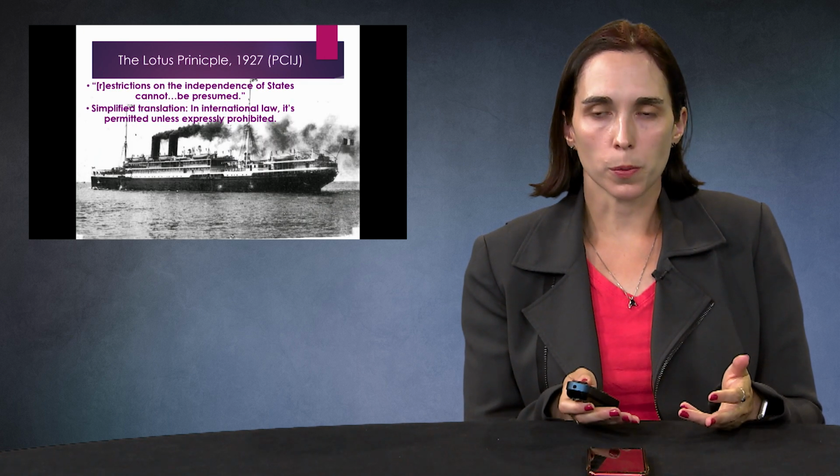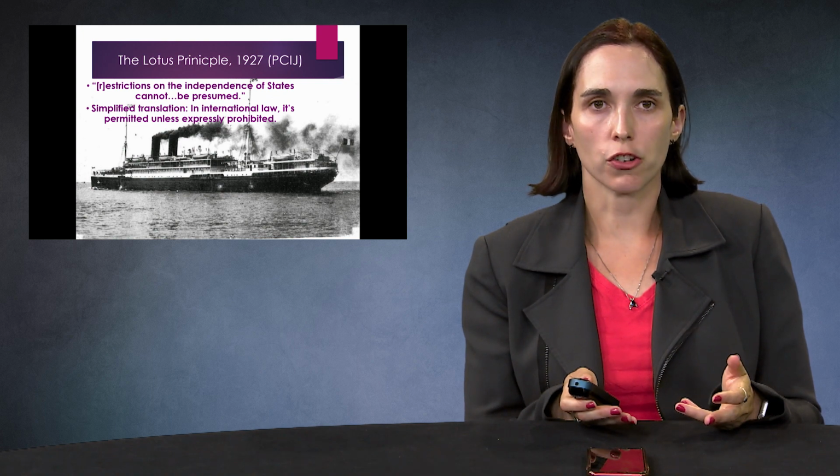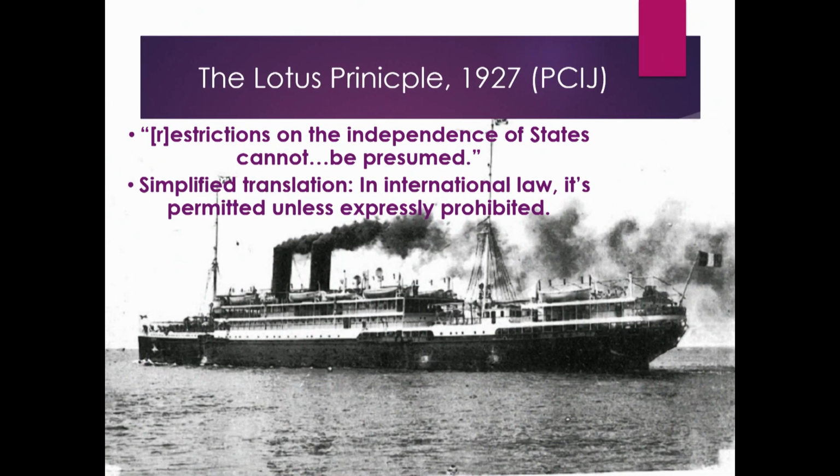So the Lotus Principle is an important principle in international law, and it comes from a case from the predecessor court of the ICJ in 1927. The picture that you see on the slide is the ship called the Lotus, and so the case is referred to as the Lotus case.